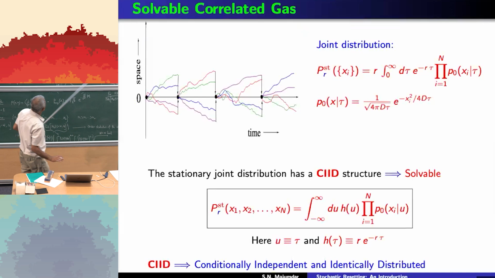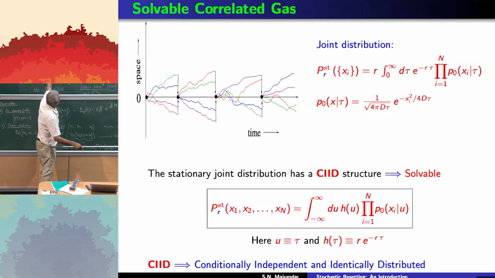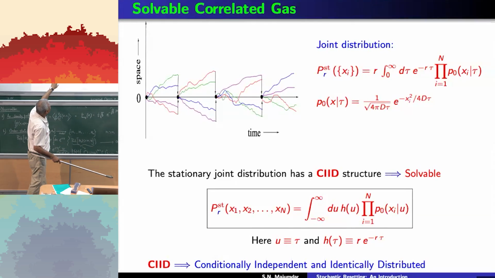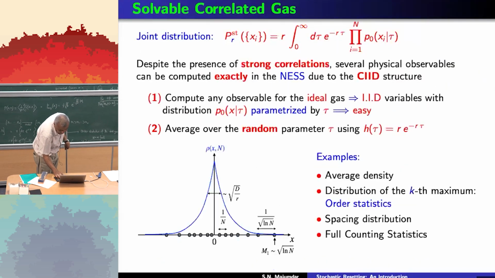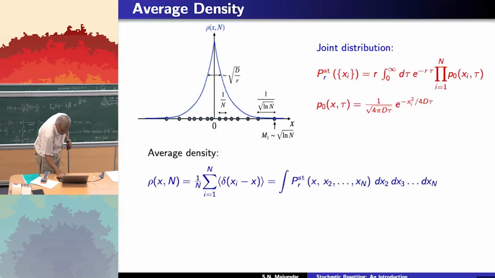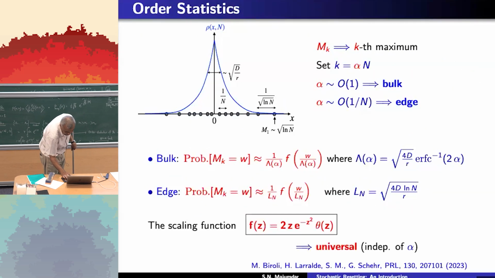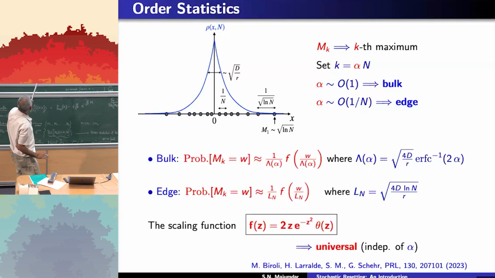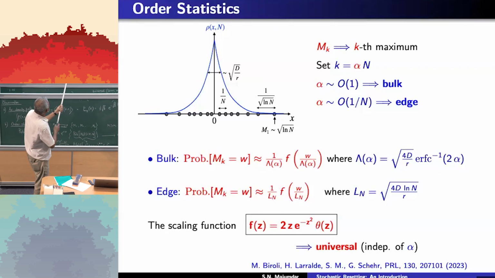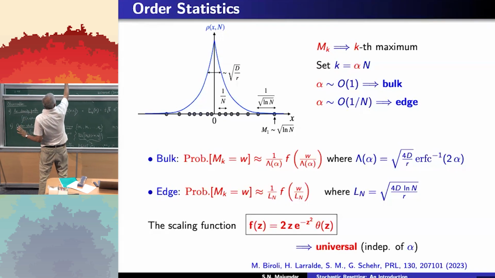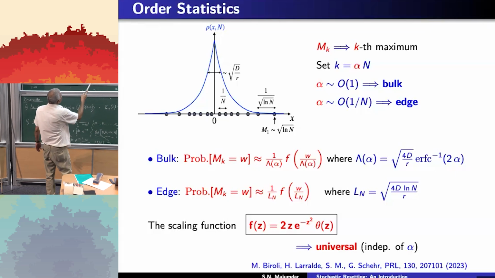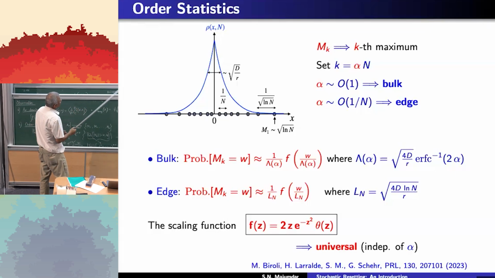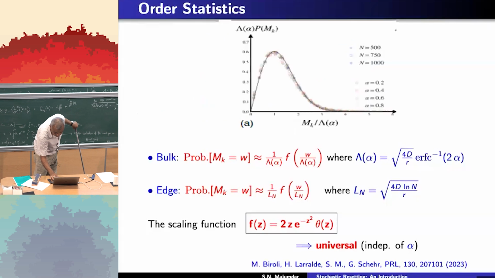Right. So this is the main point I was trying to make: you have this conditionally IID structure, and then you can compute all these observables. I showed you these already. So this is the gap, kth statistics. This is the picture you have to keep in mind: order 1 over n spacing in the bulk, and here it's order 1 over square root of log n. So it gets sparser and sparser. And this scaling function is completely universal, independent of alpha.